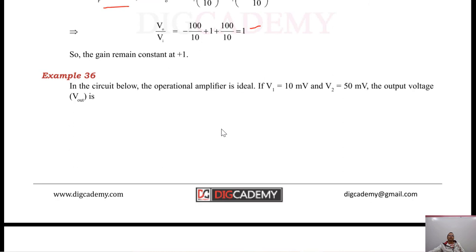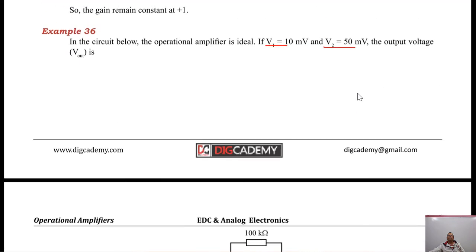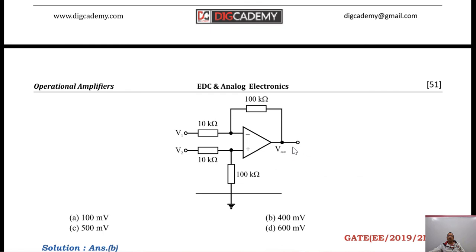In the circuit below, the operational amplifier is ideal and V1 is 10 millivolt, V2 is 50 millivolt, and you have to find the output voltage Vout. I have explained the procedure. This was in GATE 2019. And if you are an expert now, what will be Vout?